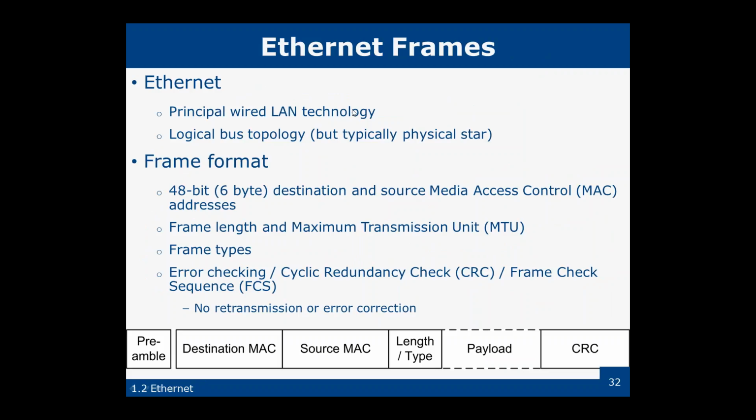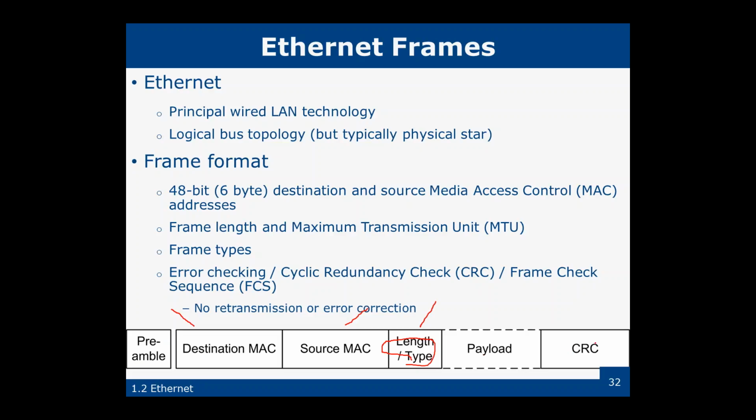Ethernet frames, the principal wire technology. We've talked about this a little bit. We talked about the MAC address, and this is what this is here. It's a 48-bit, 6-byte destination and source MAC address. The frame length and maximum transmission units, the MTUs, are going to be somewhere around 1,500 bytes. We have different frame types in Ethernet. In the header we've got the destination MAC, which we looked at before, the source MAC, and the length or type: what kind of Ethernet is it?